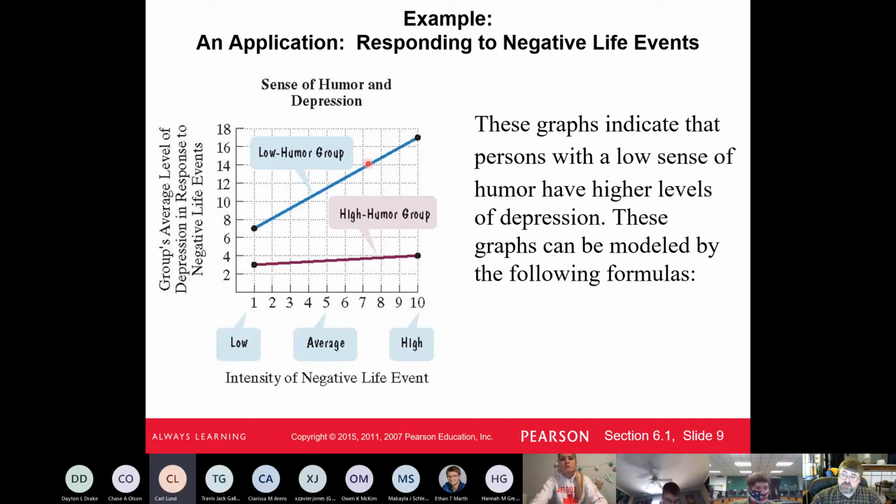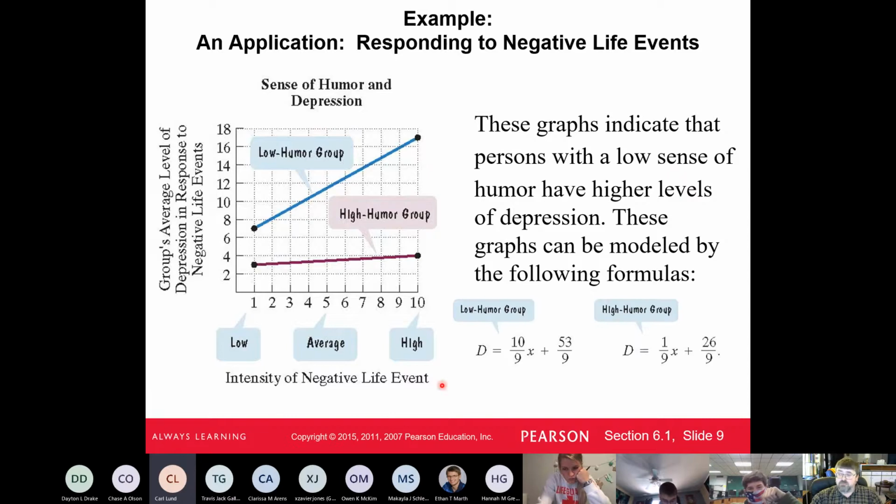So what we're saying is that for a person in this low humor group, the more intense the negative life event, obviously the higher their reported level of depression is going to be. For a person who says they have a good sense of humor, or who has been put into the high humor group, it still increases. The more intense the negative life event is, the more depressed they say they feel. But they start at lower levels of depression and it doesn't increase nearly as quickly. So we have quite a few differences between these groups that you could do a whole bunch of things with. We're just going to answer one question about it.